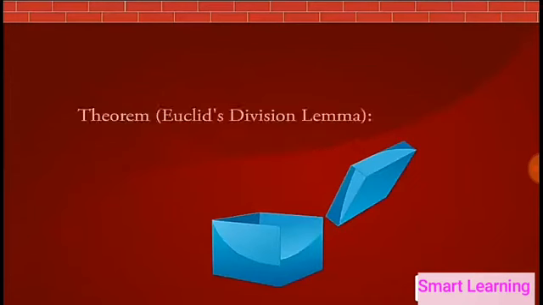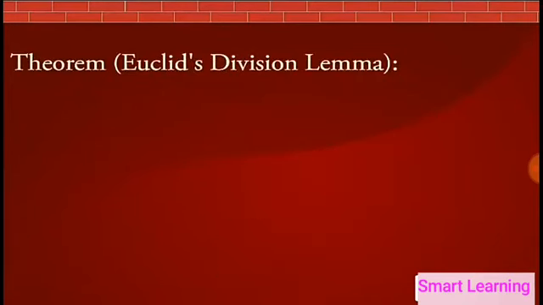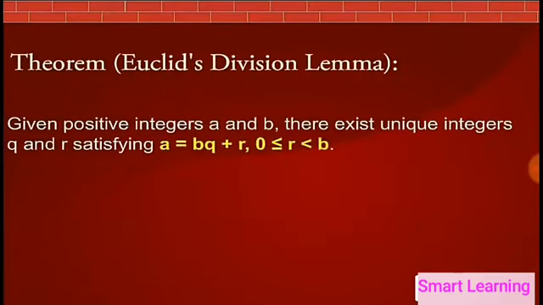Let's state Euclid's division lemma in the form of a theorem. Given positive integers a and b, there exist unique integers q and r satisfying a is equal to bq plus r, where 0 is less than or equal to r less than b.